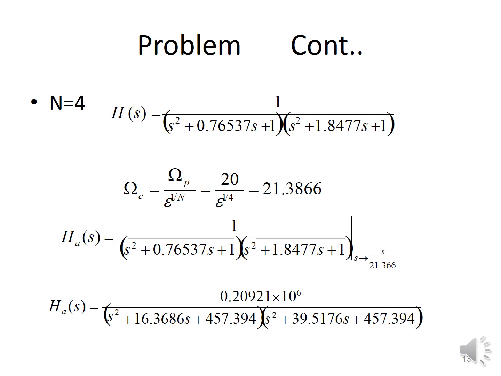So we write the normalized transfer function with the help of the table, and then we calculate the cutoff frequency omega c is equal to omega p divided by epsilon power 1 by n. By substituting the epsilon value we get 21.3866. Then we write the normalized transfer function value with this given cutoff frequency, and the problem is low pass filter, so we replace s by omega c. We substitute this value in the normalized transfer function, and we get the original transfer function.